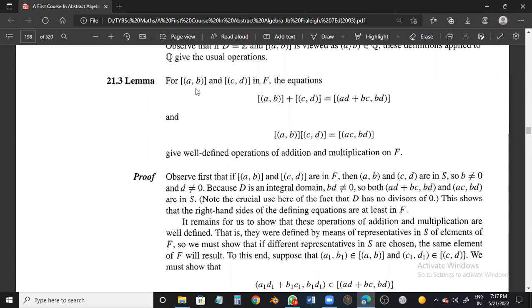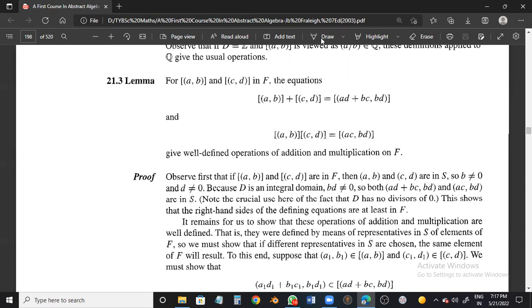For equivalence classes [A,B] and [C,D] in F, these equations hold: the equivalence class of AB plus the equivalence class of CD is nothing but the equivalence class of (AD plus BC, BD). So how is addition defined? You take AD plus BC in the first place, and the product of the second entries in the second place.